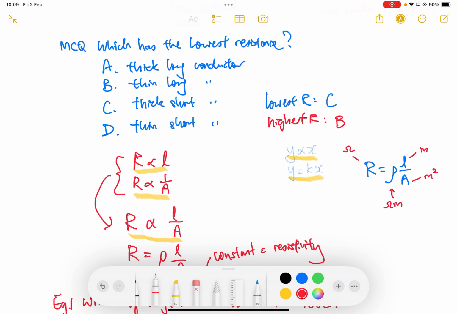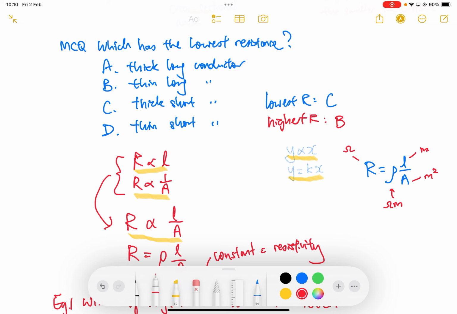Because ohm meter times meter is ohm meter square, then divide by meter square, the meter square will cancel off, you're left with ohm. You know what I'm saying? This resistivity is ohm meter, times meter is ohm meter square, then the meter square cancel off, you're left with ohm. That's why the left-hand side will be equal to right-hand side. So that's why this resistivity has a unit of ohm meter.